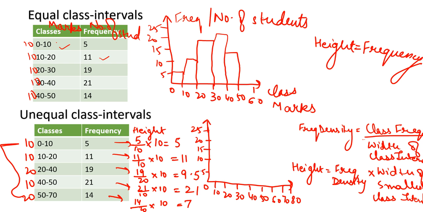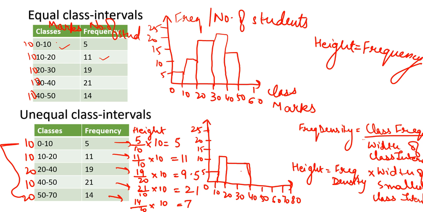So how we will do it? Our height is 5 for the interval 0 to 10. We'll simply construct it as 5. For 10 to 20, our height becomes 11. So it's something like this. For 20 to 40, our height becomes 9.5. That is somewhere here.